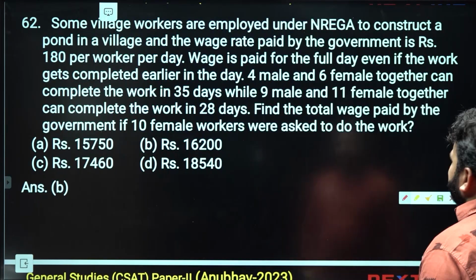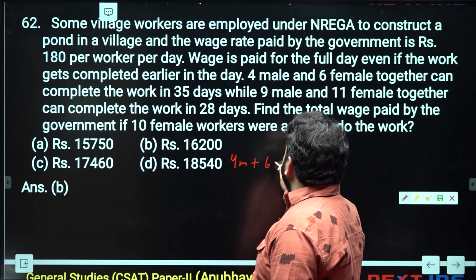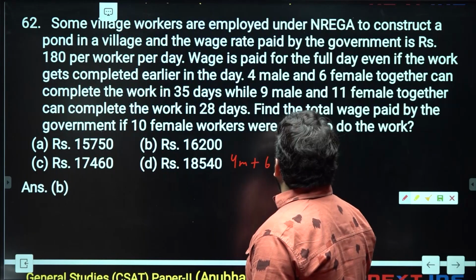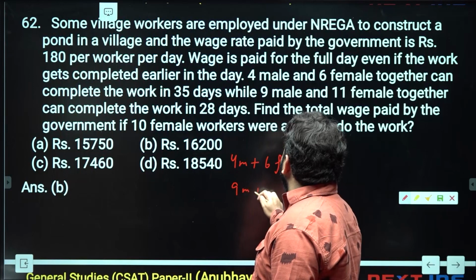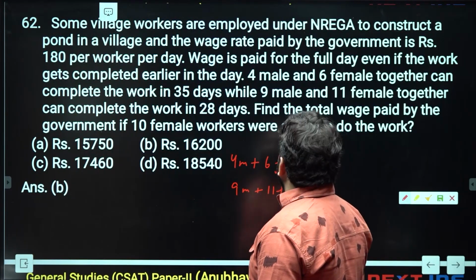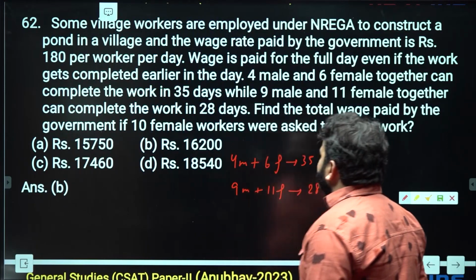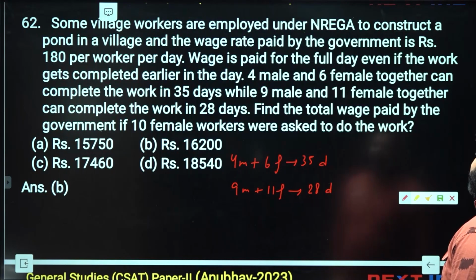4 male and 6 female, 4 male plus 6 female can complete the work in 35 days. And 9 male plus 11 female can complete the same work in 28 days. Okay. Find the total wage paid by the government if 10 females were asked to complete the work.